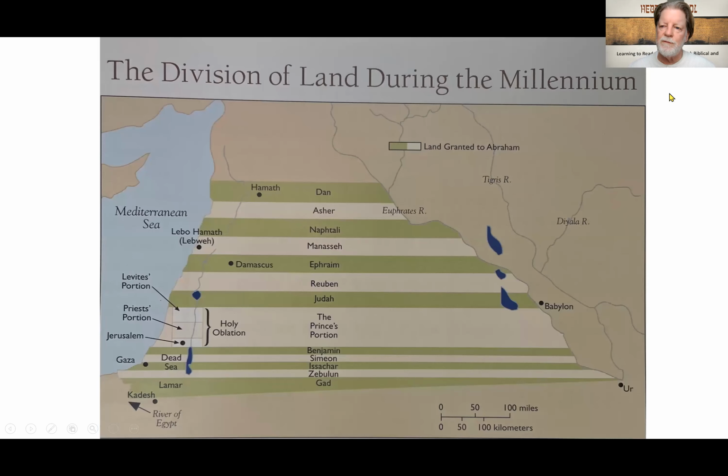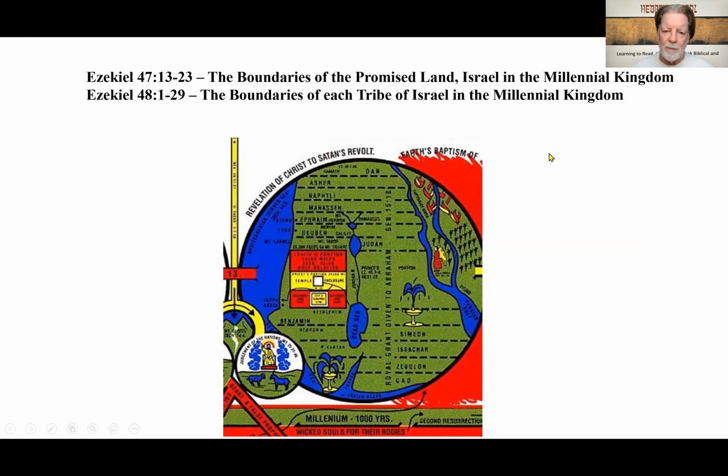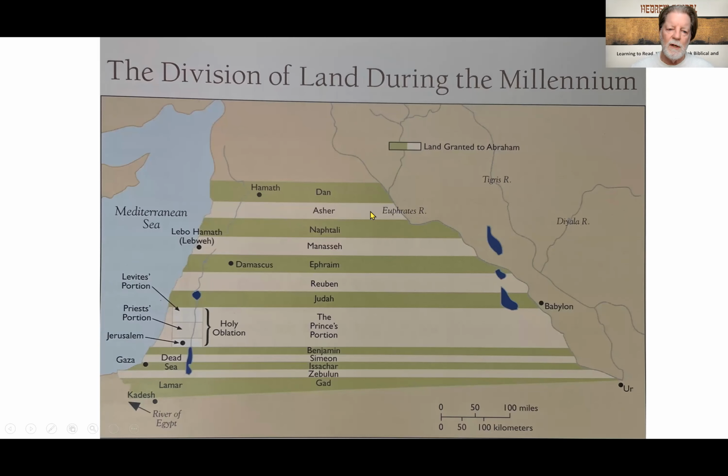This is a picture from a book of Bible charts, once again, by Tim LaHaye, the author of the Left Behind series. And also, I think Thomas Ice assisted him in preparing these diagrams. So where do they have the promised land? Well, it runs all the way over to the Euphrates River. That part's right, all the way down here to Ur. And here are all the tribal areas and so forth. Here's Jerusalem and the temple kind of in the middle.